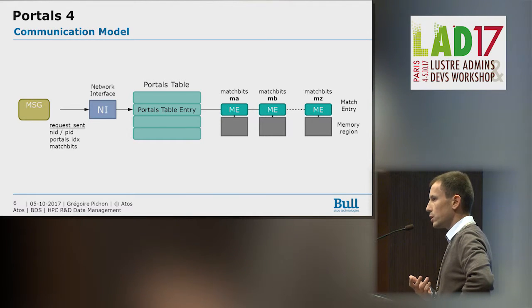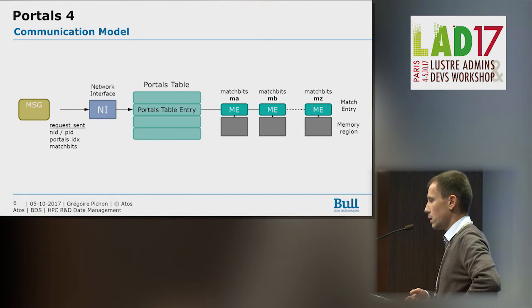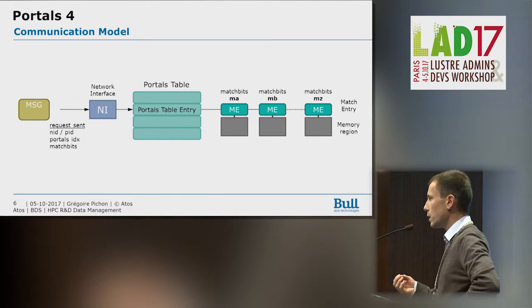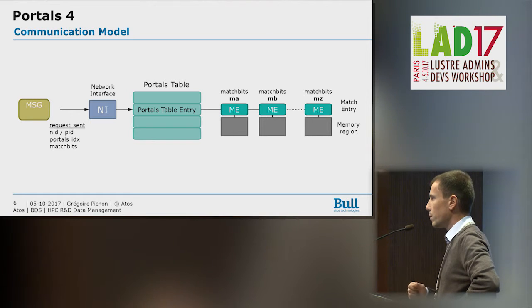So when a message is sent to that node on that portal with a specific match bit, the message is received on the memory region that is matched by the corresponding match bit.